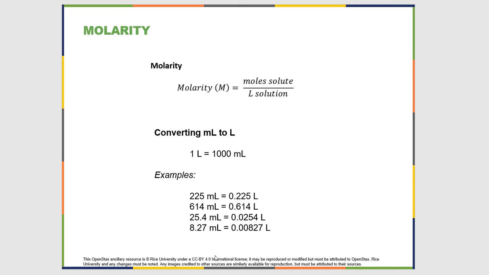And given here are several examples. 225 milliliters is 0.225 liters. Skipping down, 25.4 milliliters divided by 1,000 is 0.0254 liters. 8.27 milliliters is 0.00827 liters. Notice that I'm moving the decimal place 3 times in each case, so it's here 1, 2, 3, and you get this. It's here 1, 2, 3, and you get a leading 0, and you get this. So I'm just moving the decimal place 3 times, or I'm dividing by 1,000.